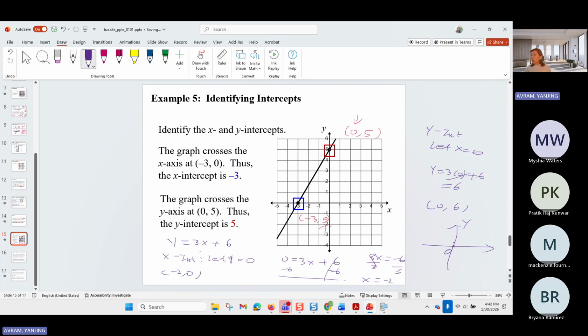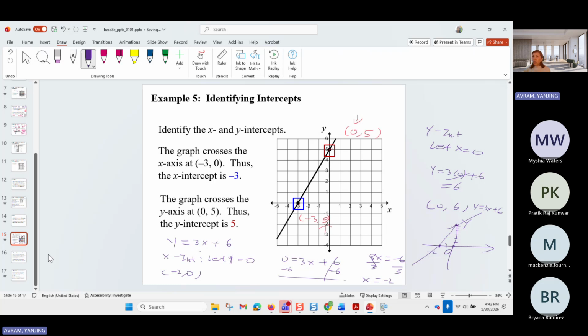So if I make a graph in here, I have x is 0, y is 6. So that's 1, 2, 3, 4, 5, 6 right here. And then this one, negative 2, so negative 1, negative 2, y is 0. So we have two points right here. You connect these two points together, and that is the graph of y equal to 3x plus 6. And that is your x and y intercept.